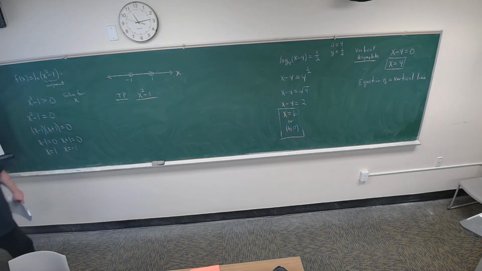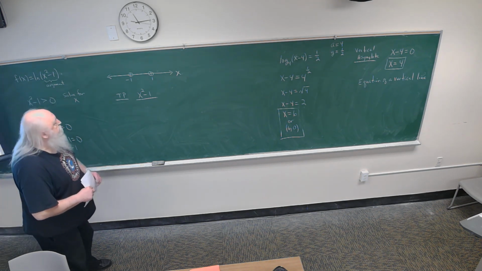Yes, ma'am. How do we know that they're not in our solution set, negative 1 and 1? That's why we use the test point method. But we know that they're not in our solution set because you put 1 in for x. 1 squared minus 1 is 0. And 0 can't be greater than itself. Okay, yeah. All right.